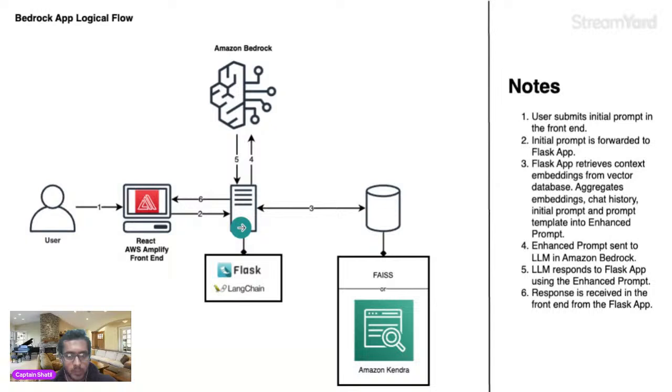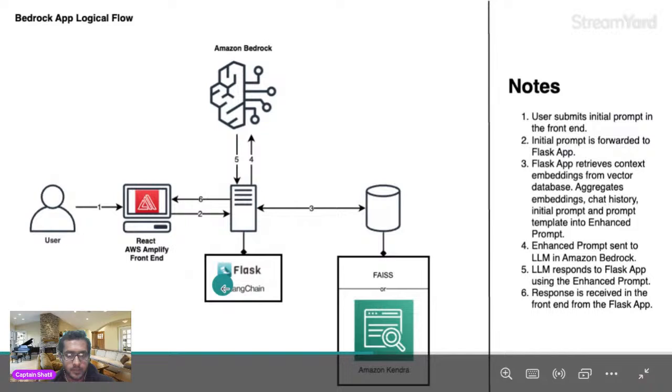Basically, when you ask ChatGPT to do something, the user submits an initial prompt. The prompt is the text input in the front end. That initial prompt is forwarded to the Flask app. Now, the Flask app is the backend, or the backbone, of our functionality, and it is built with Flask and LangChain. LangChain is a framework that helps you build AI apps easily, and it has a lot of built-in functionality to do different kinds of things, for example, PDF reading by the AI model, or uploading a PDF and conversing with it.